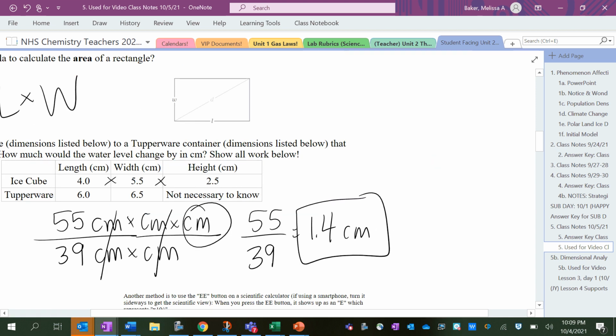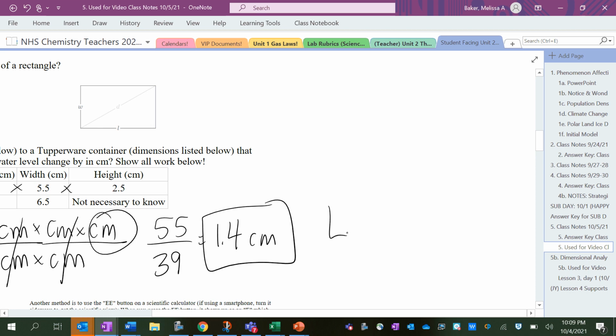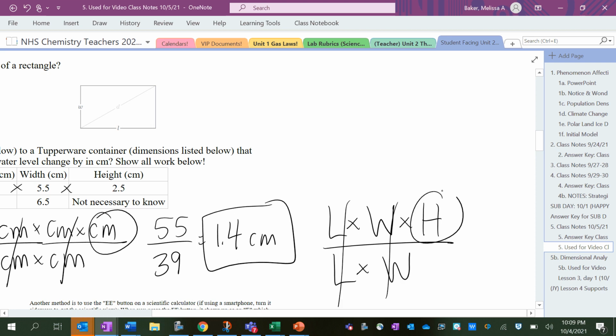Another thing I want to point out is it's the volume of the ice cube on the top. So it's length times width times height divided by the area, length times width. That is why we're able to divide those two by each other to get the height that the water will change by.